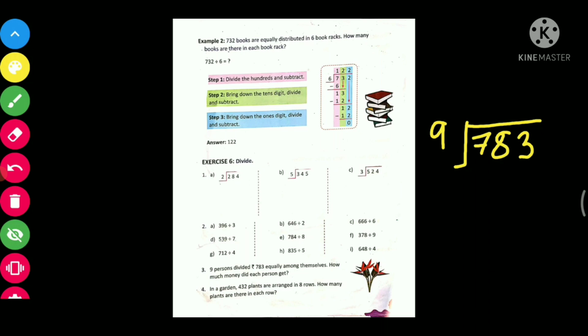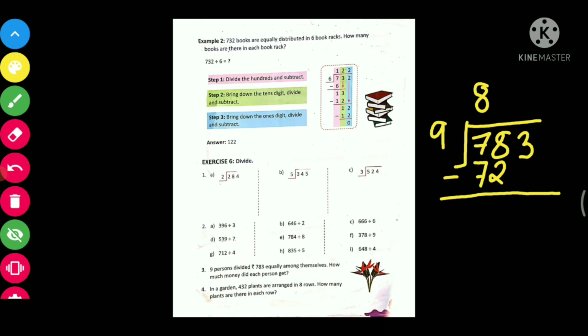So just recall the multiplication table of 9. Is 78 there? No, right? So which number is there that is slightly smaller than 78? 72, right? So we know that 9 multiplied by 8 is equal to 72. Now we'll do subtraction.